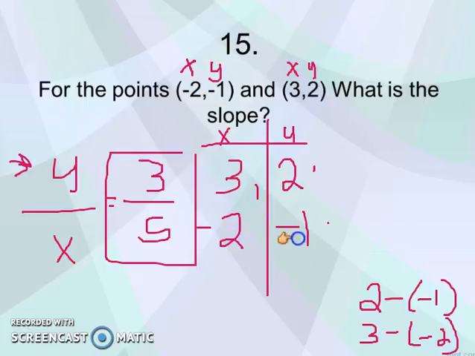So it says for the points, these 2 points, what is the slope? Put them on top of each other. Subtract your y's using your calculator. 2 take away -1. Put that on top of a fraction. And then for your x's, do 3 take away -2. Use your calculator. 3 take away -2 is 5. Put the x number that you get on the bottom of a fraction, and that is your slope.